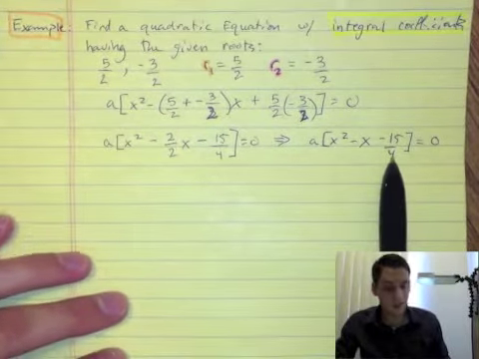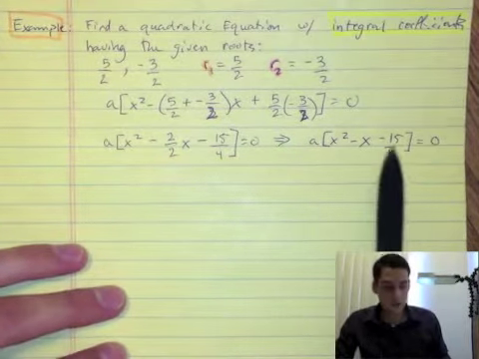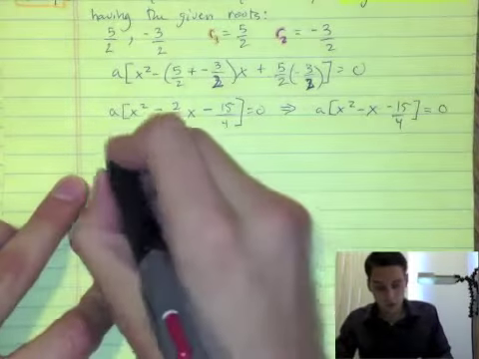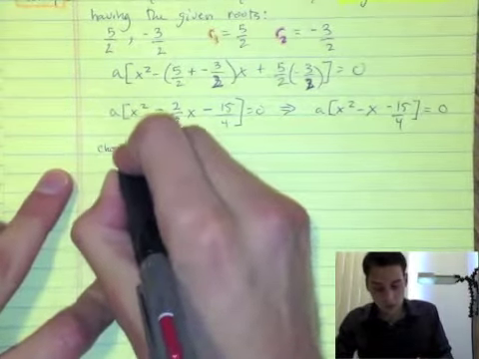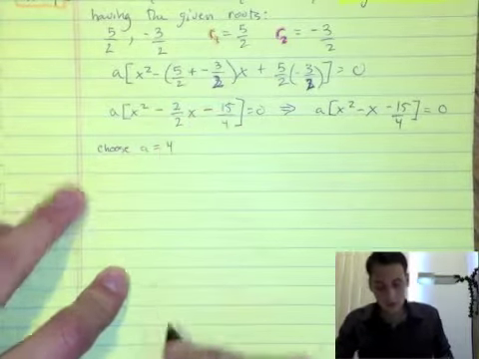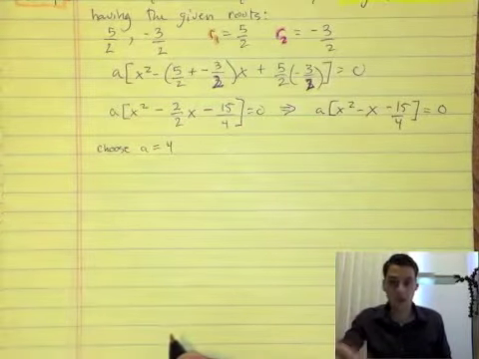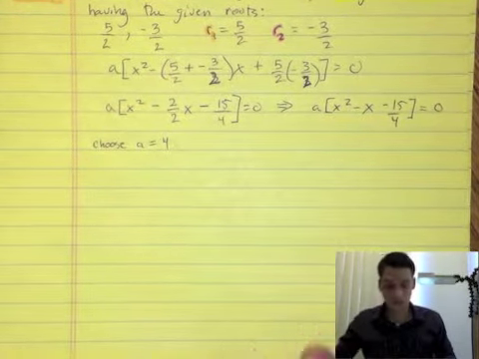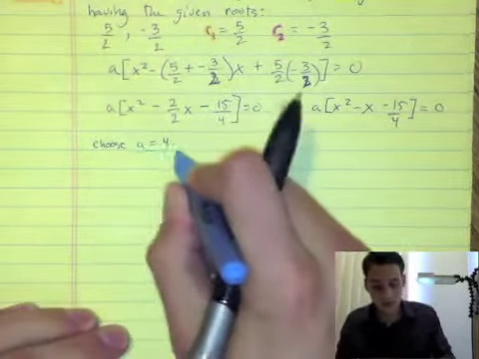And in this case, an a that will get rid of my fraction will be 4, because I'll have to multiply it through. So if I choose a to be 4, choose a equal to 4. And you will always be able to choose a in these types of problems. That's something that you're supposed to do.